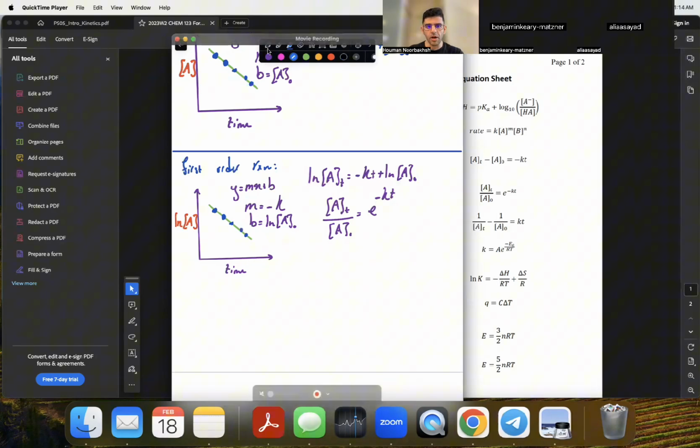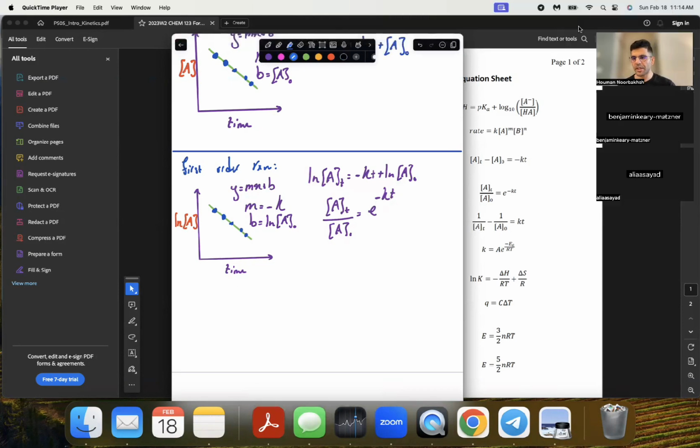What does the t mean? Oh, time. Time here. Because again, you're trying to calculate what your concentration will be a certain time later.